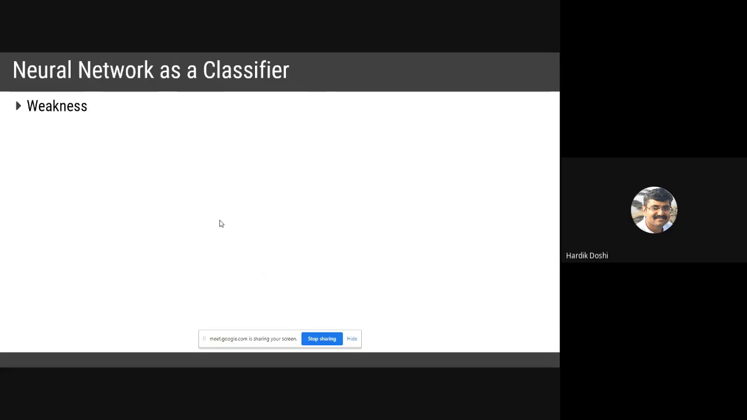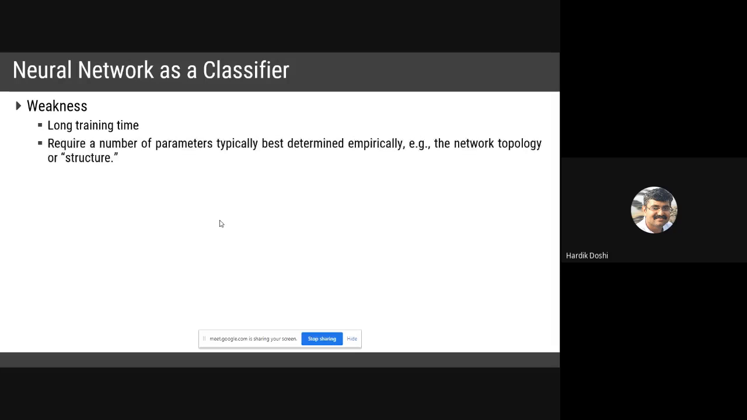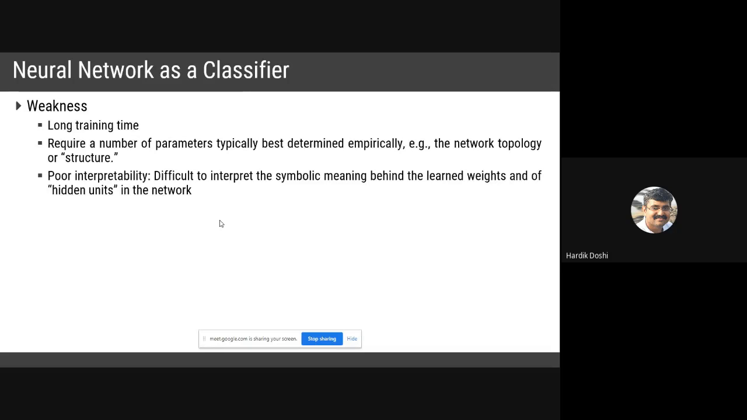So if I discuss the neural network as a classifier, there are certain weaknesses. The first is long training time. It takes more time for training, whereas in case of Bayesian, we have a fixed format. But this is more accurate than Bayesian, more accurate than decision tree. It requires a number of parameters typically best determined empirically, for example, the network topology. I'll come to this point later. Network topology is to be designed. Then there is poor interpretability. It is difficult to interpret the symbolic meaning behind learned weights and hidden units in the network.